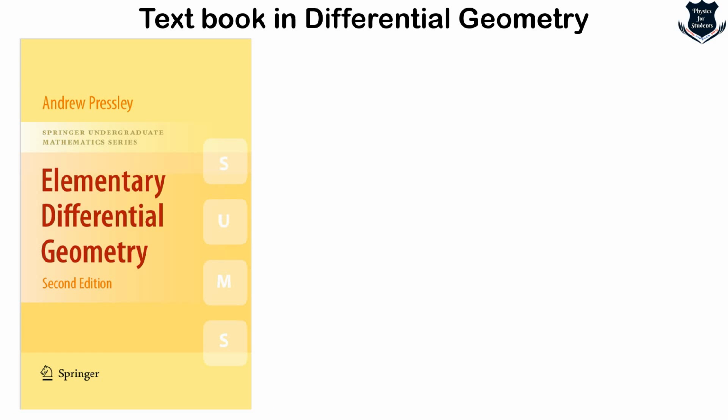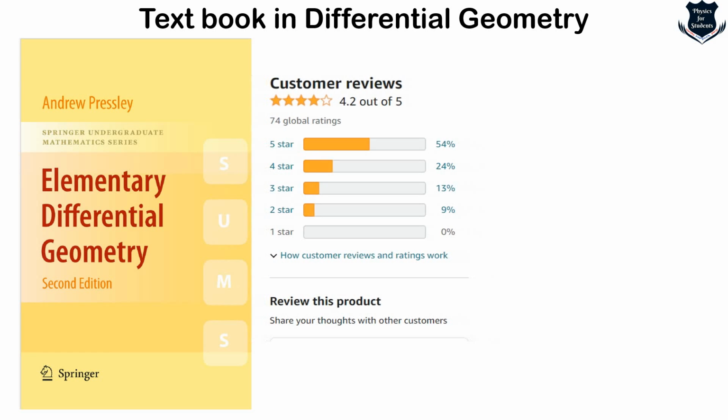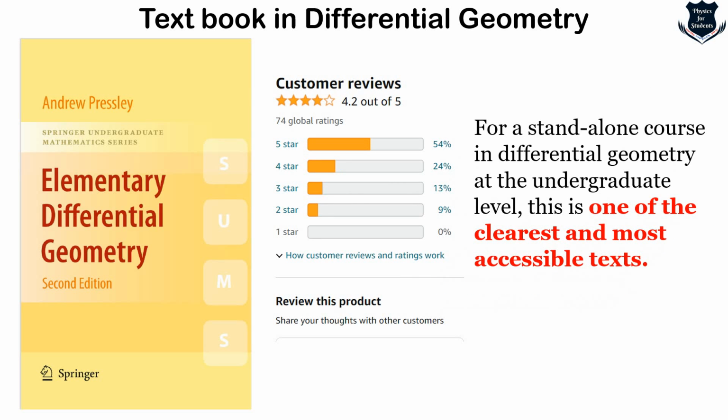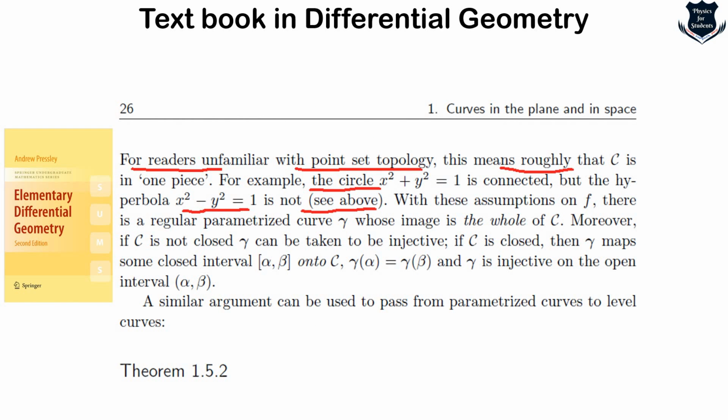The first has always been my favorite, Andrew Pressley's Elementary Differential Geometry. If you are really studying alone, I mean a standalone course, this is one of the clearest and most accessible texts. No difficult proofs are given that make things really complex. It's a very step-by-step approach. So Andrew Pressley's Elementary Differential Geometry would be my first recommendation.